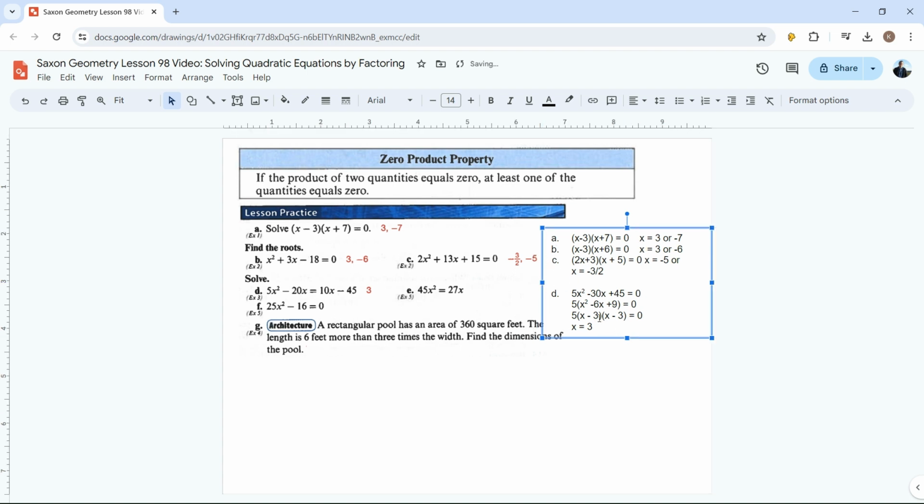All right, on to letter E. For letter E, again, I'm going to get everything on one side. It's going to be 45x squared minus 27x equals 0. Now I'm going to solve this by factoring. Watch what happens on this one. I'm going to pull out a 9x. So it's going to be 9x times, let's see. If I pulled 9x out of the first one, it's going to be 5x minus 3 equals 0.